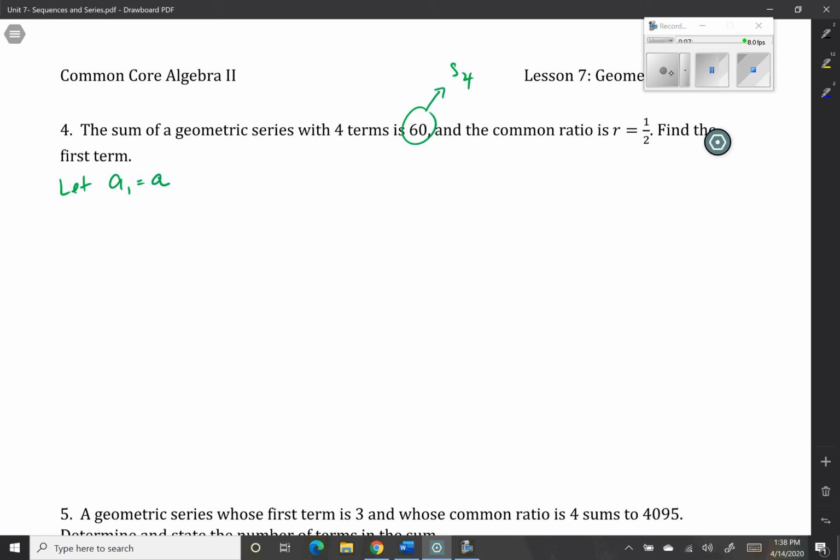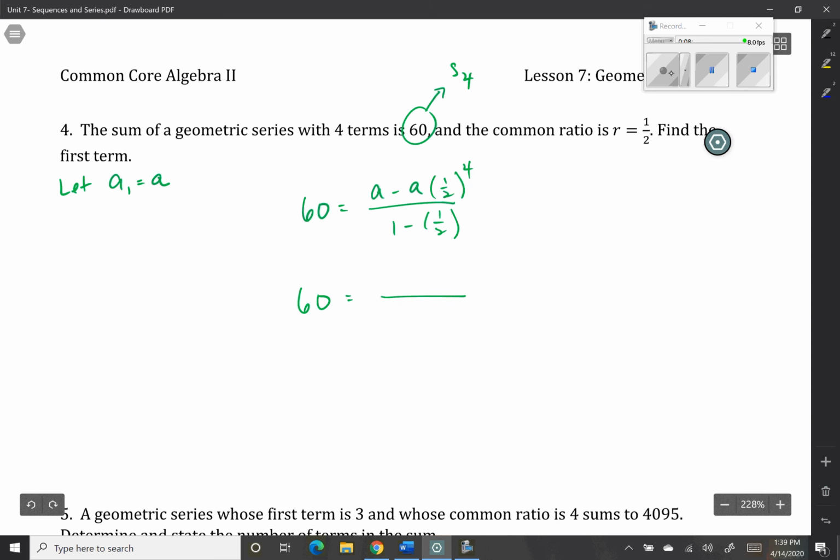So I know that the formula is the sum is equal to the first term minus the first term times the common ratio to the number of terms, which was 4, all divided by 1 minus the common ratio. So if we do some algebra, we should be able to figure out what A is. So I could say 60 is equal to A minus, now if I do 1/2 to the 4th power, I get 0.0625. And then this is all going to be divided by 1/2. Multiply both sides by 1/2 to get rid of this.